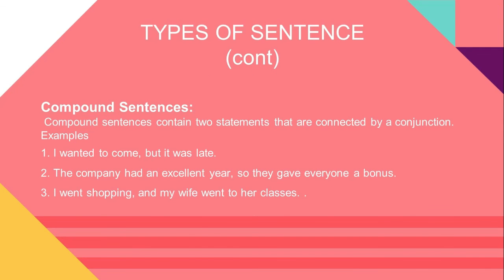Compound sentences. Compound sentences contain two statements that are connected by a conjunction. Examples: I wanted to come but it was late. The company had an excellent year, so they gave everyone a bonus. I went shopping and my wife went to her classes.